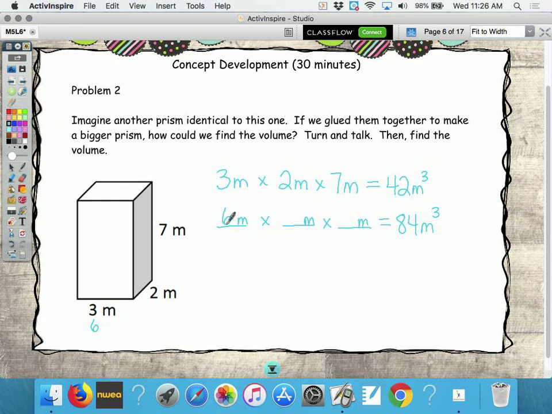And this only works if you slide them up against each other and they're identical in size. It doesn't work if one's smaller and you put it up on top. Okay? All right, so is 12 times 7 84? Yeah. Okay.